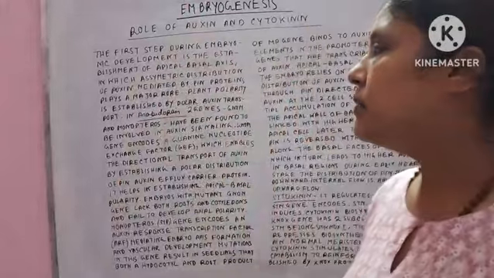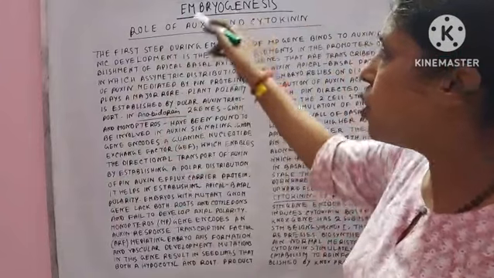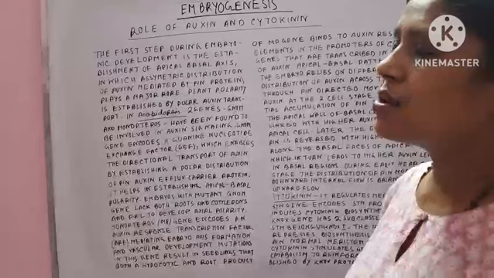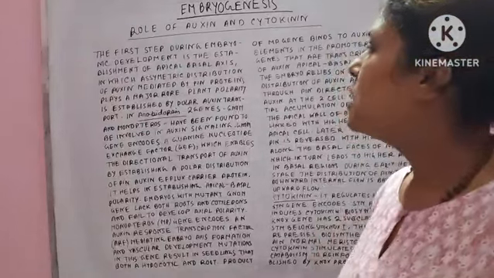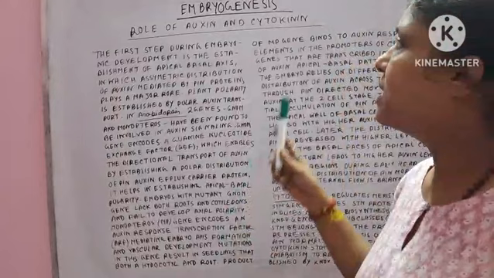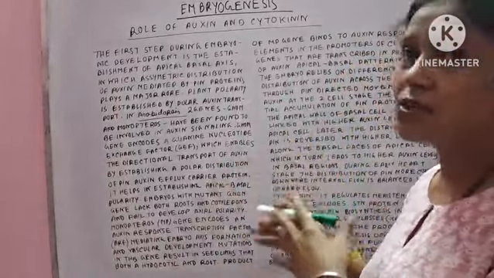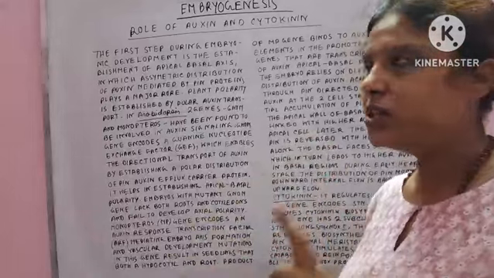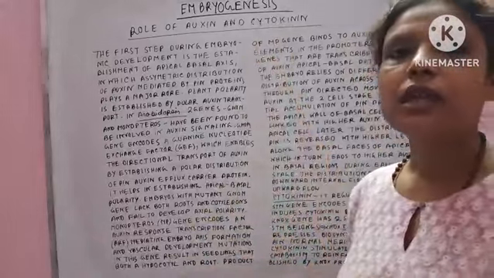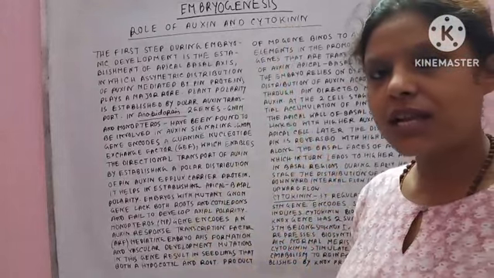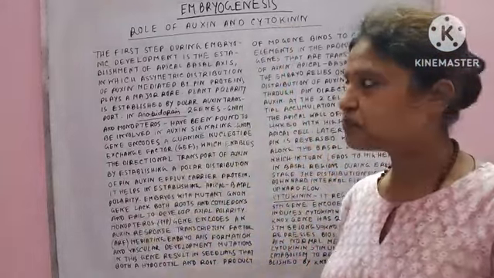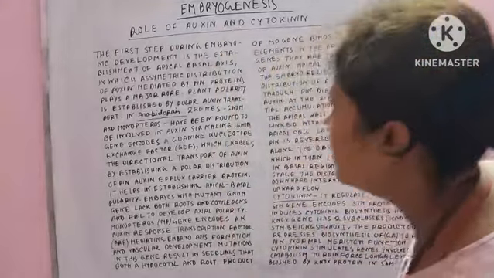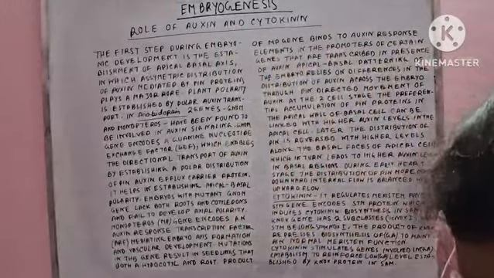Today I come with another video related to embryogenesis, and here I will try to explain the role of the auxin and the cytokinin hormone in the embryogenesis or plant development process. This is the third part of the embryogenesis series. Two videos related to embryogenesis are already uploaded on my channel, so check those out too. So what is the role of the auxin and the cytokinin hormones?